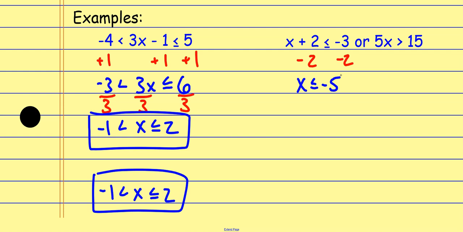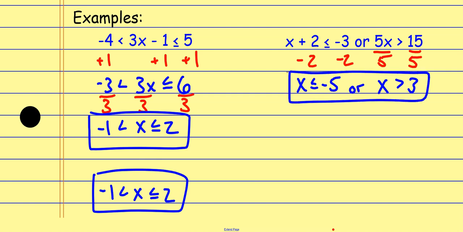And now I say, okay, that one's done. Let me go to the next one. The next one I have multiplying by 5. To undo that, I divide each side by 5. And notice I did not multiply or divide by a negative, so no need to flip the inequality symbol. It stays the same. There's a 3. And then to finish this thing off, I just slap the word "or" in between.